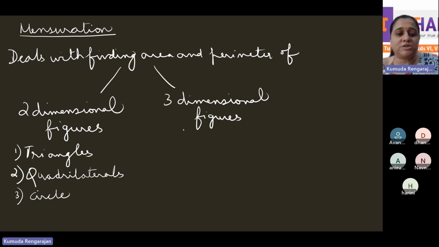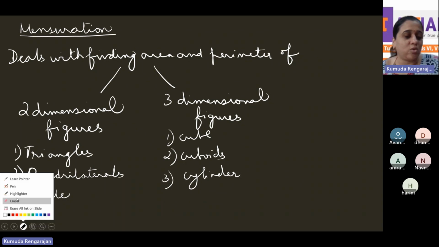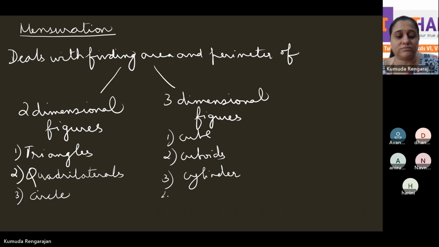And under 3-dimensional figures, you will see cubes, cuboids, cylinders. Ma'am, sphere. Yeah, sphere. No, see, you disturbed me, so I lost my track. After cylinder, I should write cone, sphere, and hemisphere.